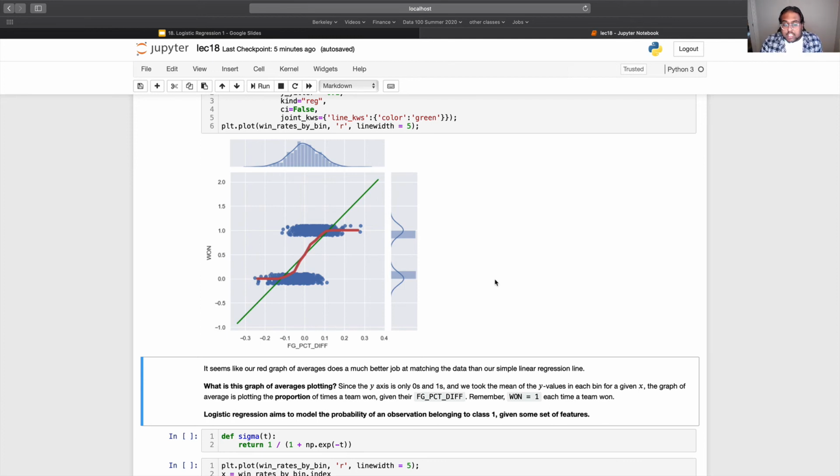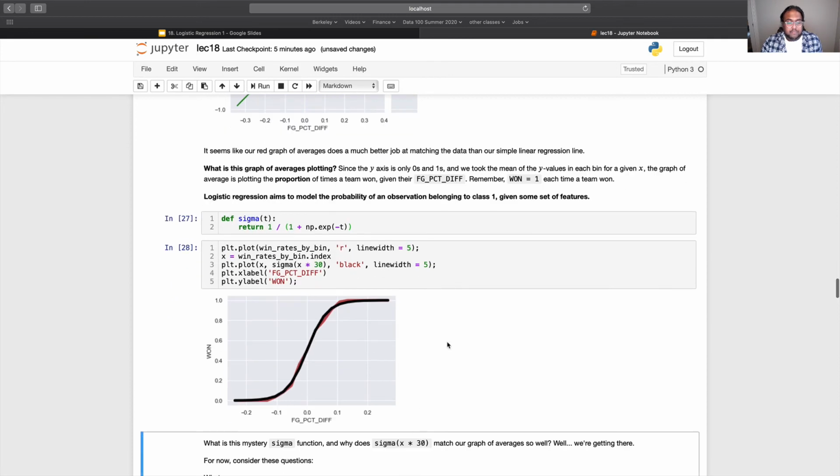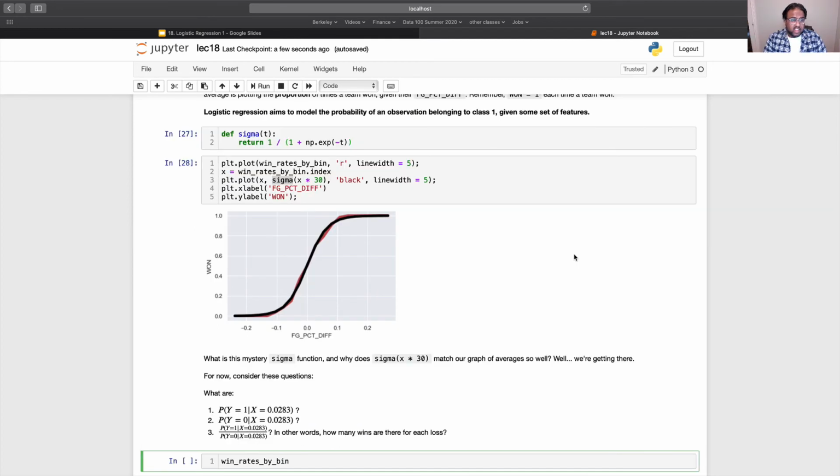Now, I'm going to do something that seems kind of magical. I'm going to define this sigma function, which might seem like it's coming out of nowhere. And I'm going to plot, along with this graph of averages, the graph x and sigma of 30x. Okay, bear with me for a second. You can see that in black, I have x and sigma of 30x, and in red, I have the same graph of averages. And my black curve matches this red graph of averages almost exactly. So the question is now, what is this sigma function, and why does it match our values so well? We're getting there, but in the meantime, I want you to think about something.